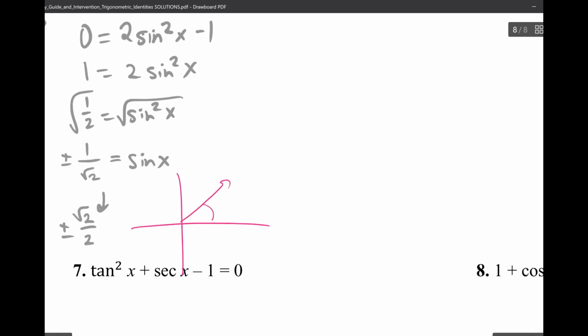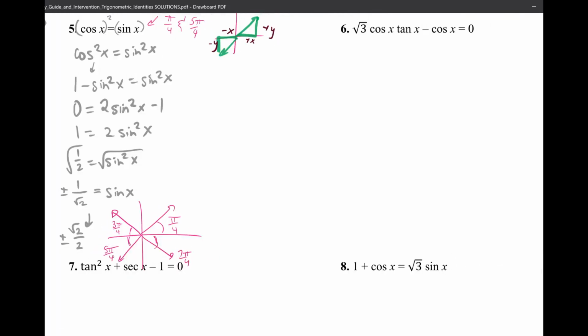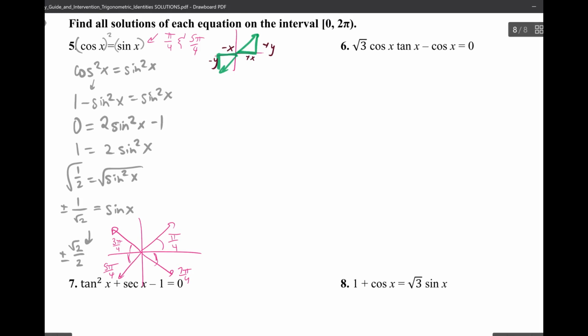So it would be this angle, which is pi over 4, that's 45 degrees. We could have 3 pi over 4, which is also a 45 degree reference angle. I could have 5 pi over 4, which once again is a 45 degree reference angle. And I can have 7 pi over 4 because it's a 45 degree reference angle. So I should have 4 solutions apparently, but I introduced extraneous solutions when I squared. So I'm going to have some that actually don't work after all.